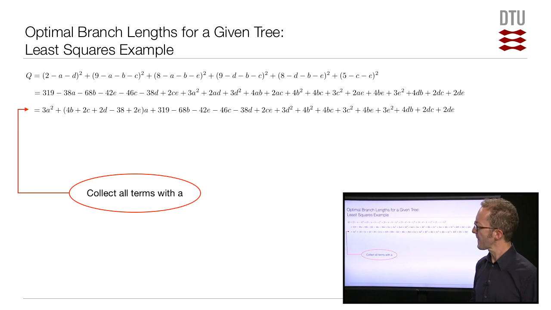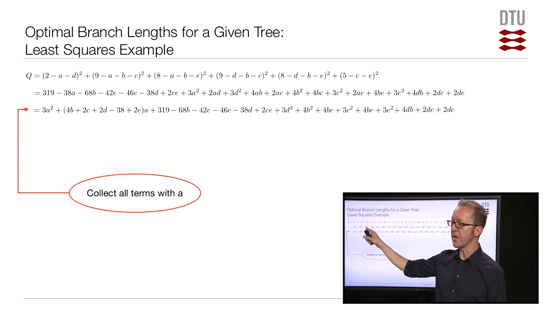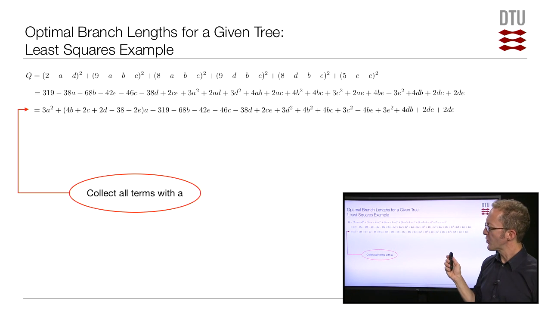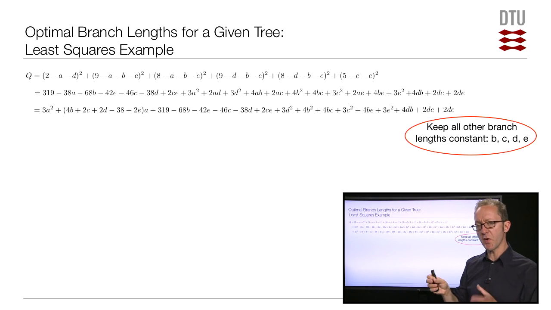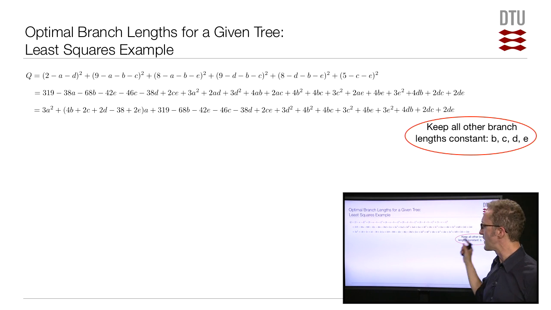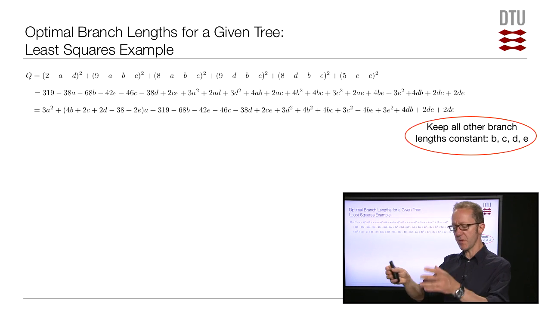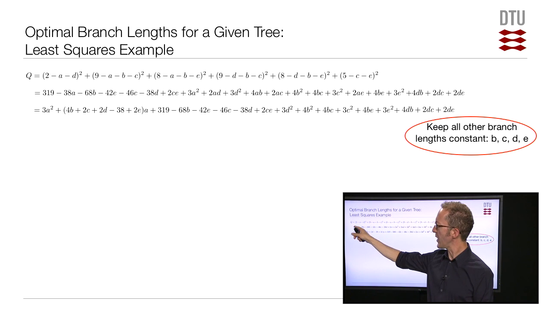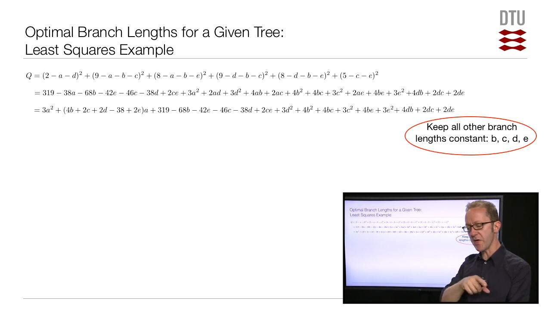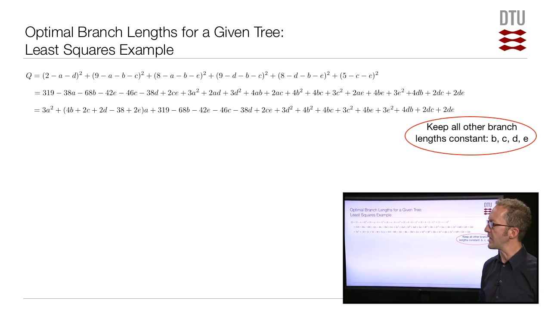After we've done that, we have a whole bunch of terms down at the end here which do not contain A. Okay, so what is this expression telling us about how Q depends on A? Well, to understand that more clearly, let's say for now that we're keeping all the other branch lengths, B, C, D, and E, constant. We have fixed them at some arbitrary value, and now we're just trying to understand how Q depends on A if we vary A across the possible values that A can have.